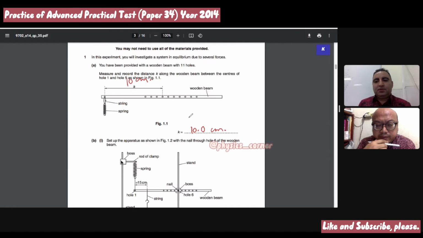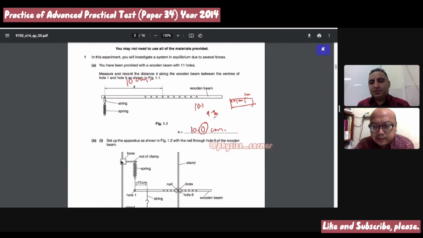Because your ruler will have 1, 2, 3, 4, 5. This is 1 cm, and it has a millimeter scale also. So what I do, I tell my students, if they get 10, to write 10.1 so that they are not confused, or 9.9, something like that. So this part must be seen.